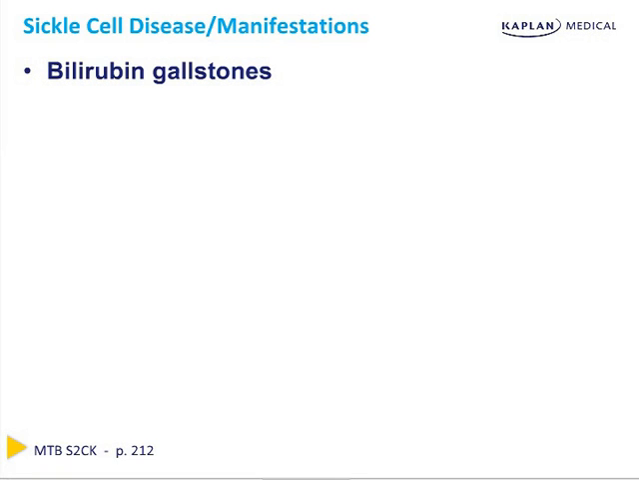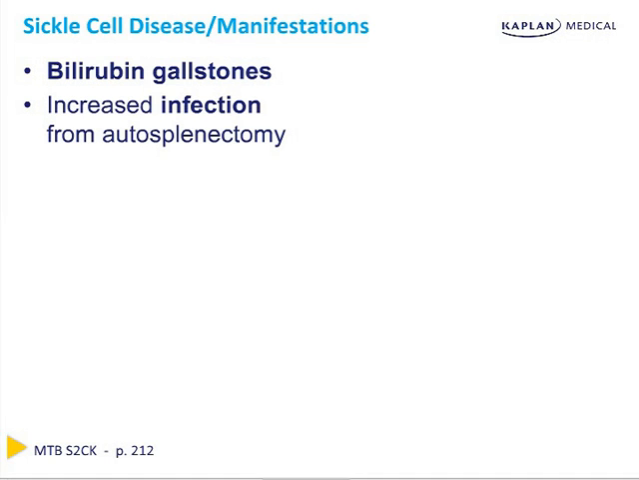Bilirubin gallstones from high, chronic, indirect bilirubin levels. You get an increased infection because you've got no spleen. If you've got no spleen, you get encapsulated organisms.